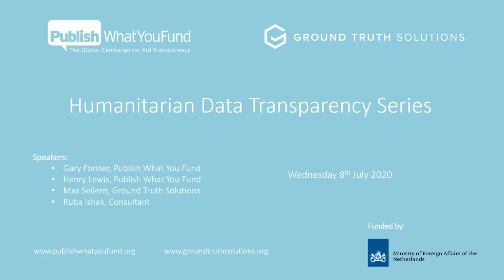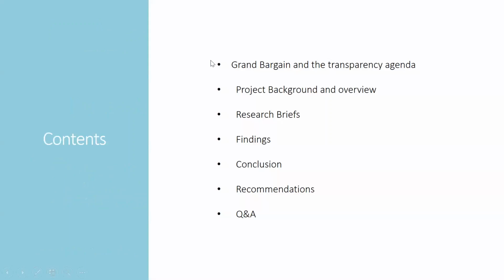Great, thank you, Gary. Welcome, everyone. As Gary mentioned, my name is Henry, and I'm the Acting Humanitarian Project Manager at Publish What You Fund. So today I'll be providing an overview of the Grand Bargain and Transparency Agenda, for those of you who are less involved in it, and then an overview of the project itself. I'll then talk you through the findings of each of the reports that we've produced, the overall conclusion, a summary of the recommendations that we've made, and then we'll have time for a Q&A at the end.